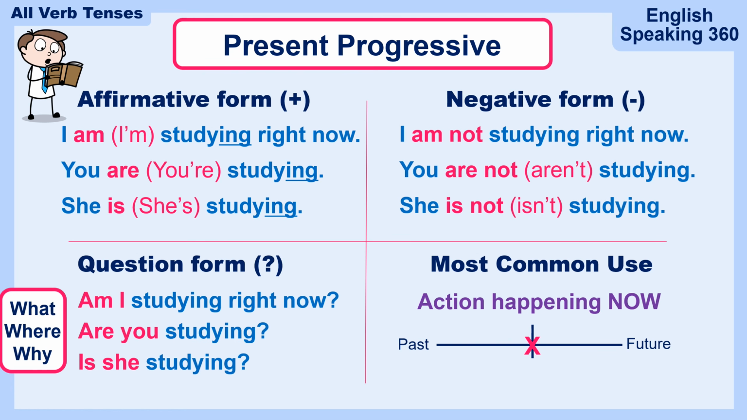But remember, you can always add a WH question word just in front. What am I studying right now? Where are you studying? Why is she studying? And that makes perfect sense, and they are very, very good questions. You could also have a negative question. Aren't you studying? I'm shocked. Why are you not studying at this very moment? Aren't you studying? What's wrong with you?